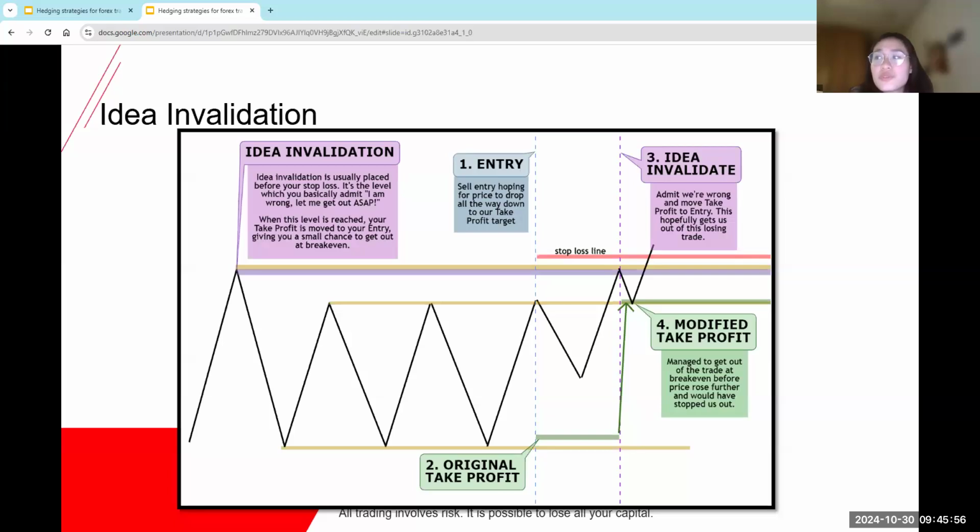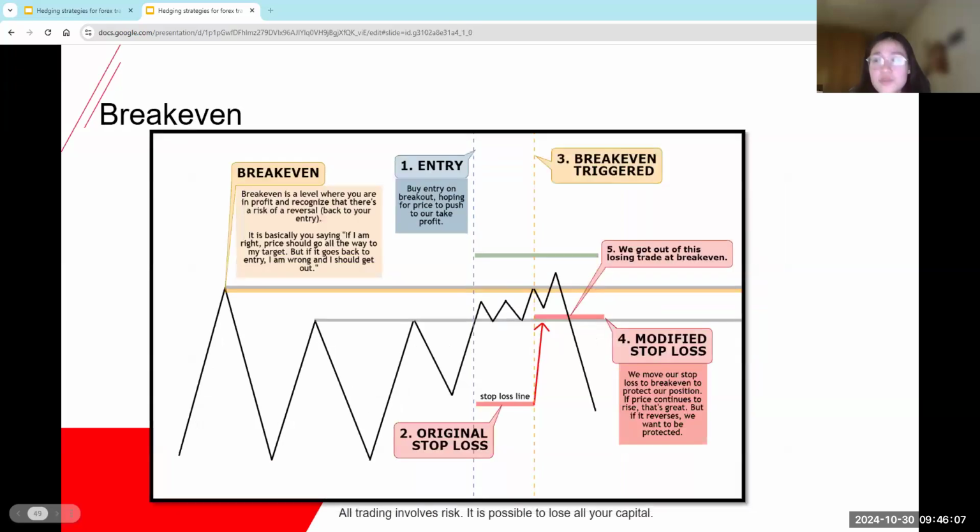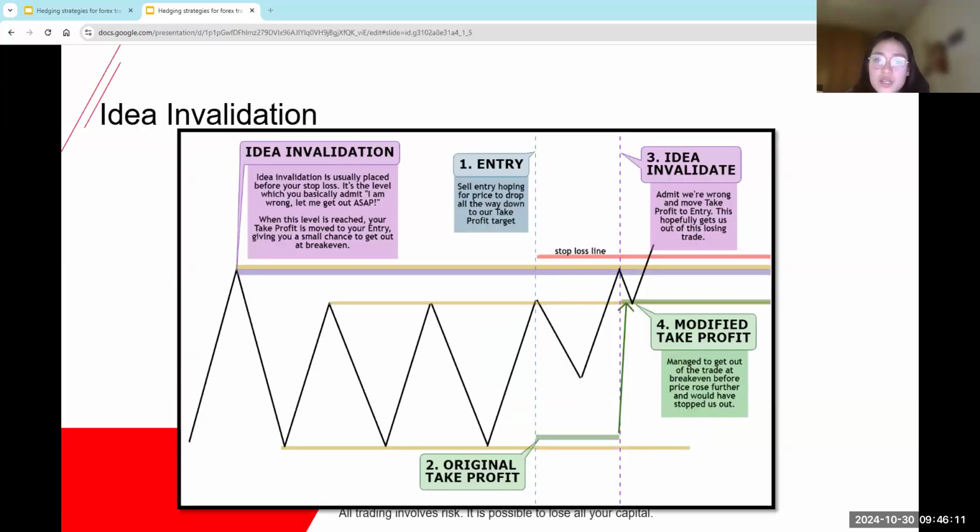So earlier for break even, we were moving our stop loss to our entry. Here we are moving our take profit to our entry instead.